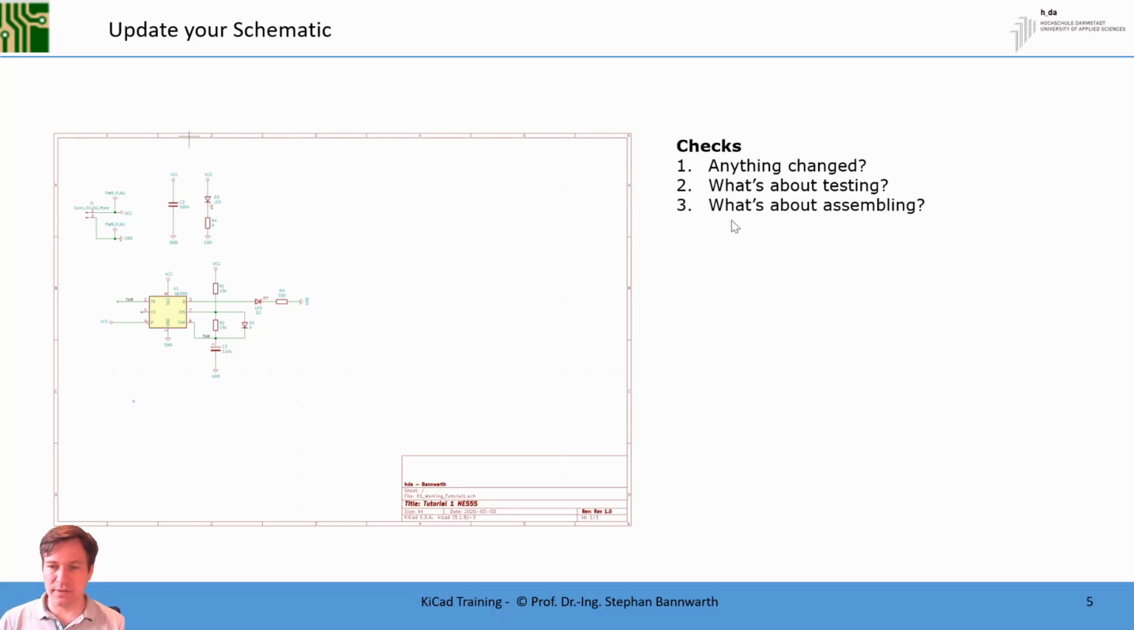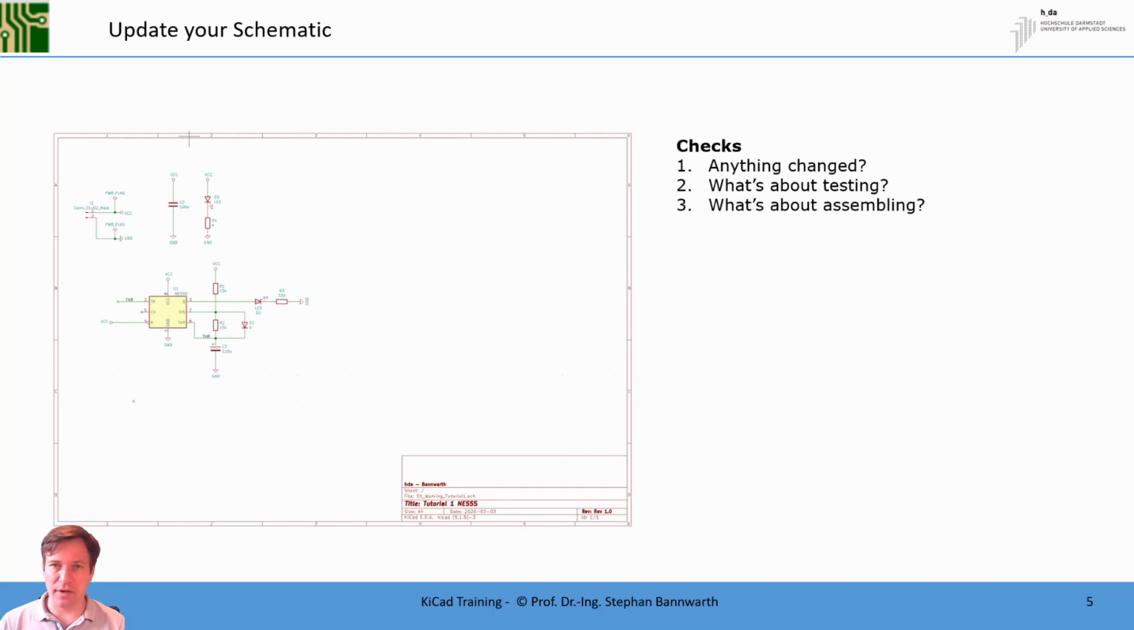The third point is what's about assembling. This means you should take in mind that you choose components and place components in your PCB in a way that they are manufacturable. So for example, if you have a small SMD resistor next to a big electrolytic capacitor, this might be hard to assemble if you first assemble the capacitor and after you want to solder this little SMD component next to the capacitor. So this is in the case of hand soldering.